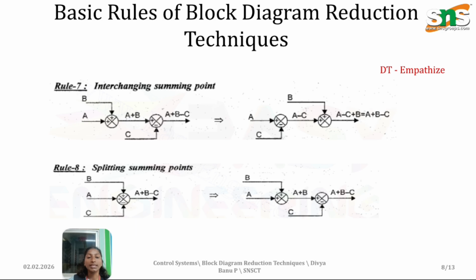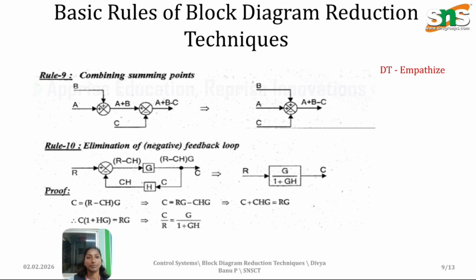Coming to rule 7, interchanging summing points. If we have two summing points, we may have to interchange them because they may overlap with another circuit. When we move them, we can get a separate loop in order to apply the rule. Then splitting summing points: where three points join at one place, we call it multiple summing, and we should separate it. By applying rule 8, we can split the summing points. Rule 9 is combining summing points. Splitting and combining are opposites.